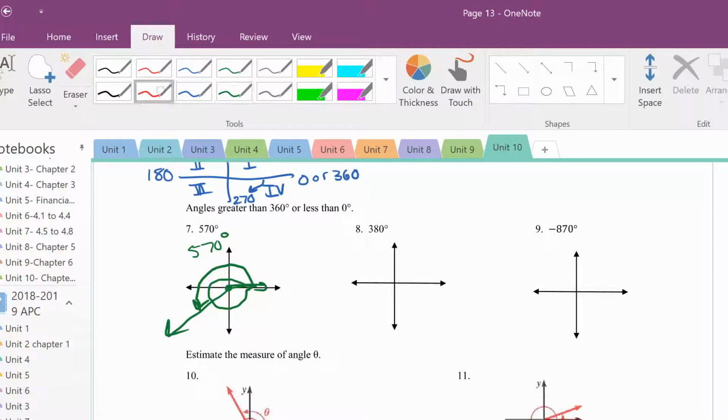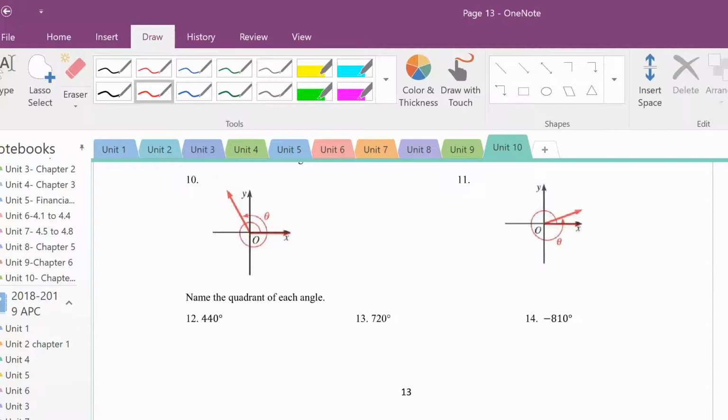For 380, it's one rotation plus 20 degrees. So that's 380 degrees. And negative 870, well, 720 is two rotations. So you're going to go negative 360, negative 720, and then you have 150 more, which ends up in the third quadrant. So it's negative 870.